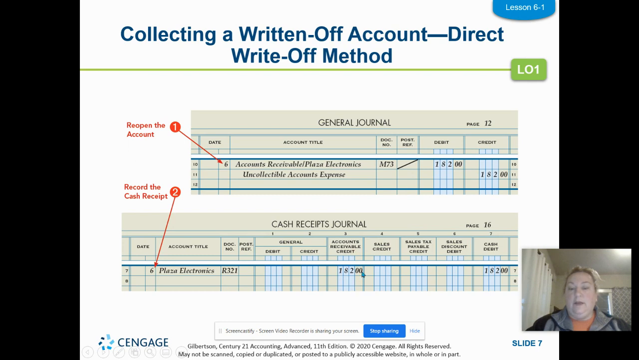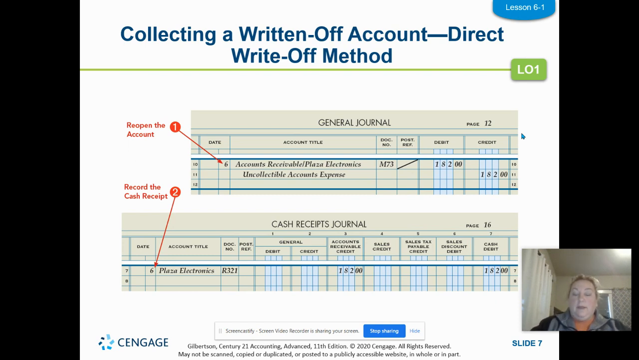Now it's 182. It comes out of their accounts receivable, and we get to put it into our cash. So remember, when we're collecting a written off account, we have to do two steps. We have to reopen it, then we can close it by doing our cash receipts.